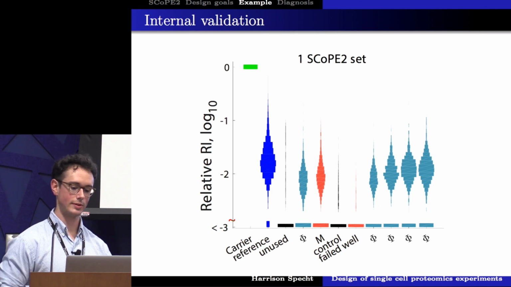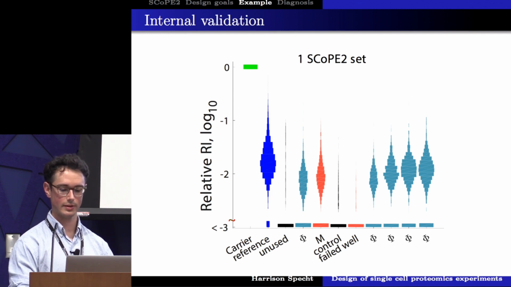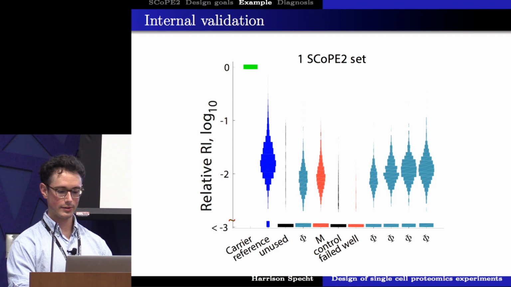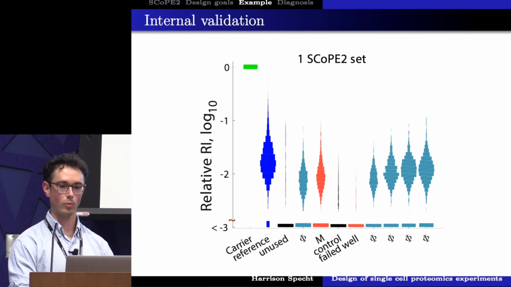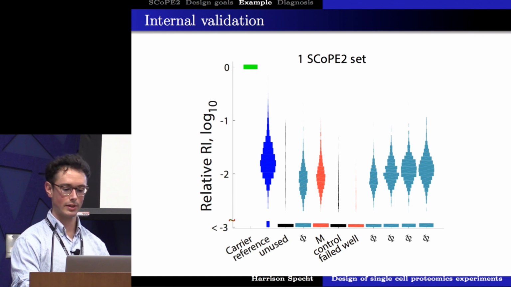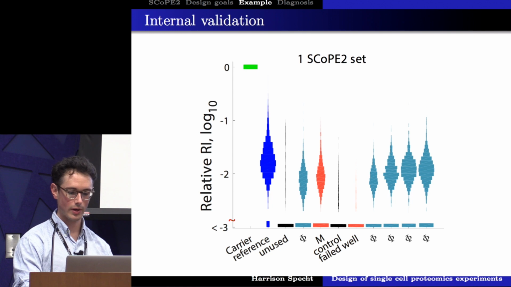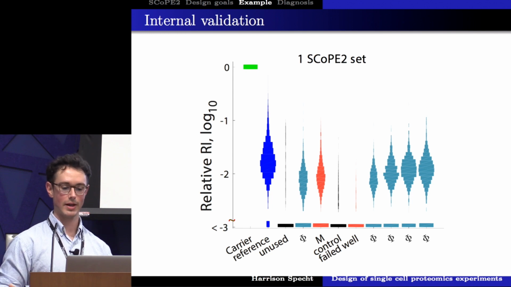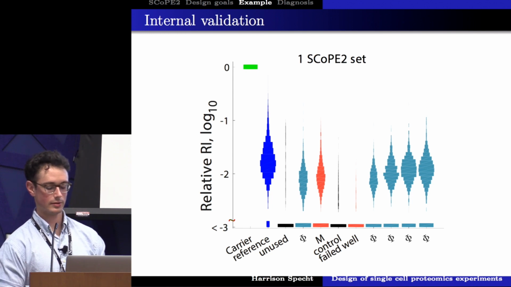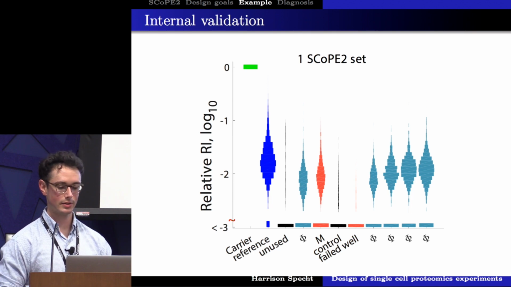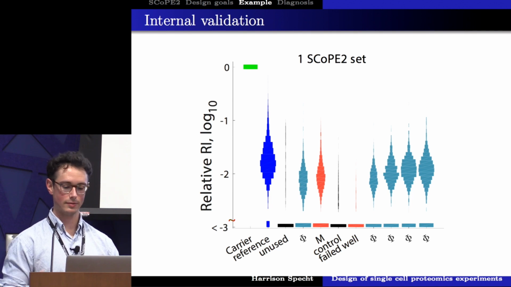So here we're looking at one set. We're going to look at each of the single cells in that set. And we can see that roughly we're at about 1 to 100, -2 on the log 10 scale for each of these single cells. But we also included a control well. And the control well shows much less signal, much less background. And that's really great. So that means that we didn't have any massive contamination and that we can trust that our background signal is fairly low.